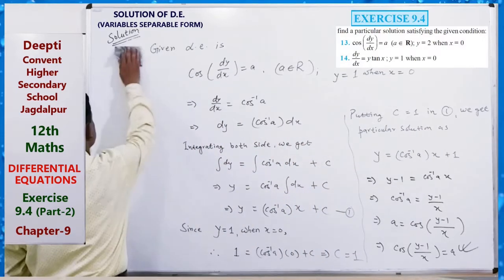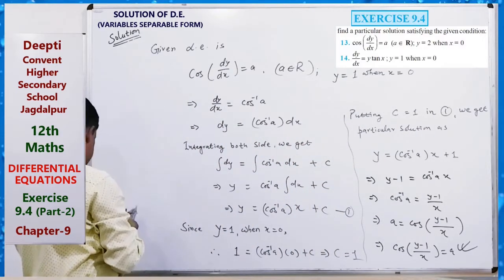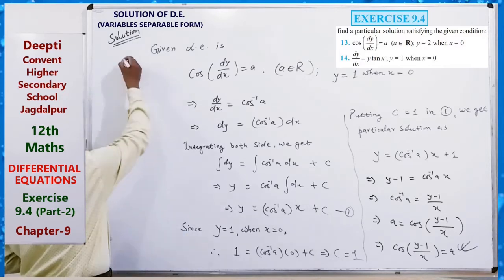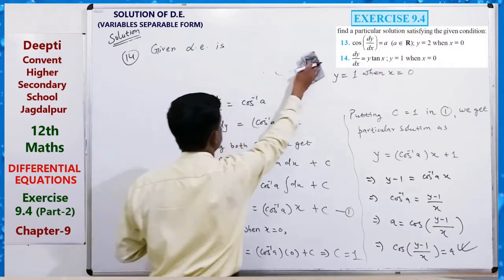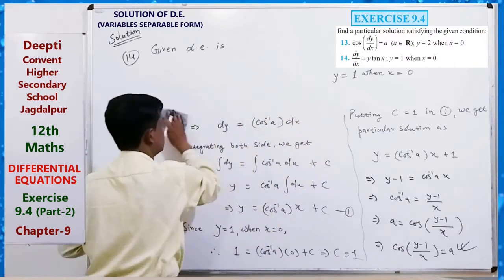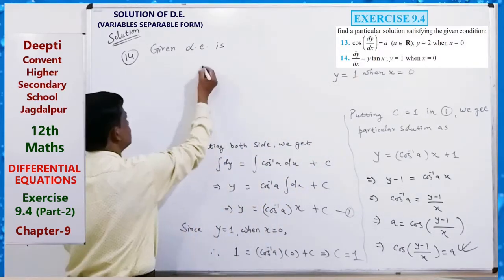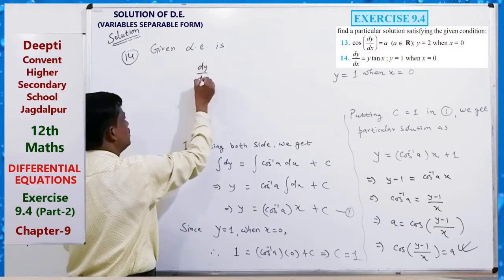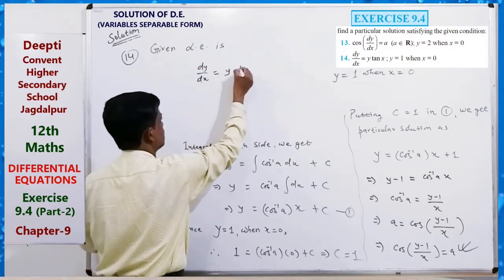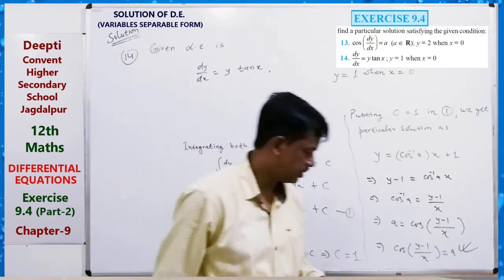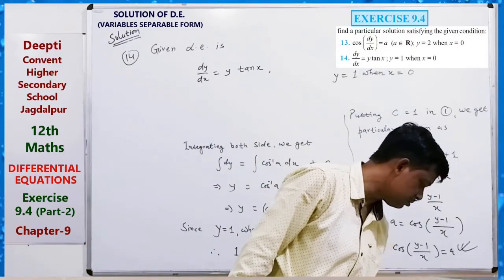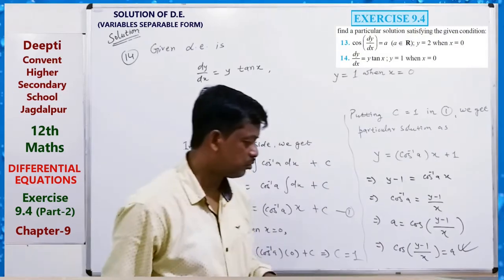So question 14 is also like this. Question 14. What is given? dy by dx equals y tan x. This is the equation 14. dy by dx equals y tan x, and y equals 1 when x equals 0.